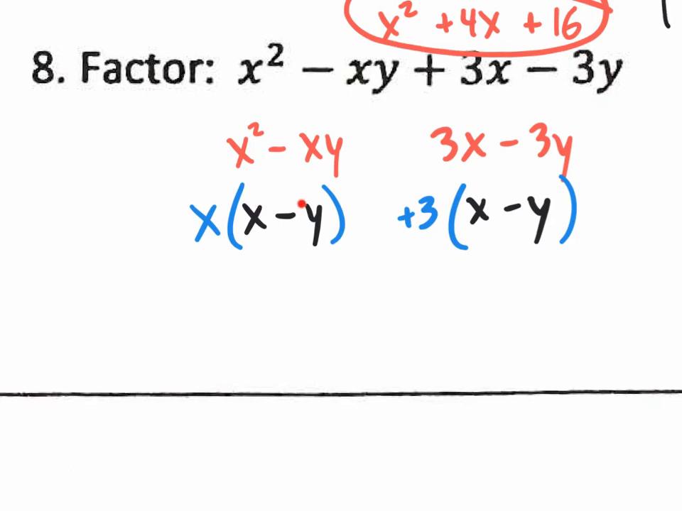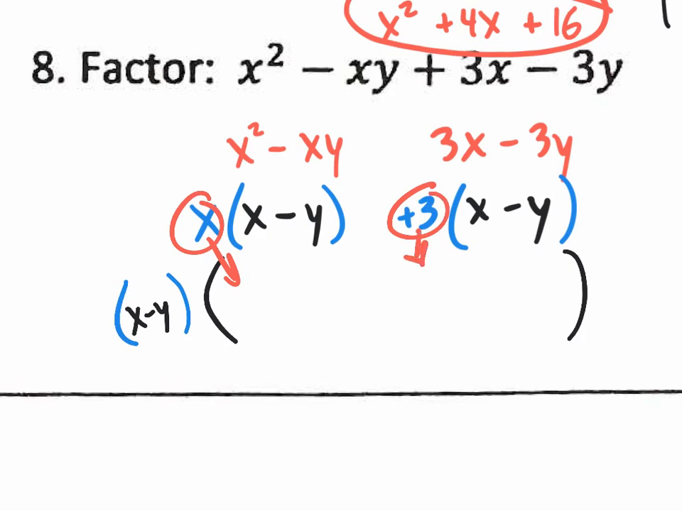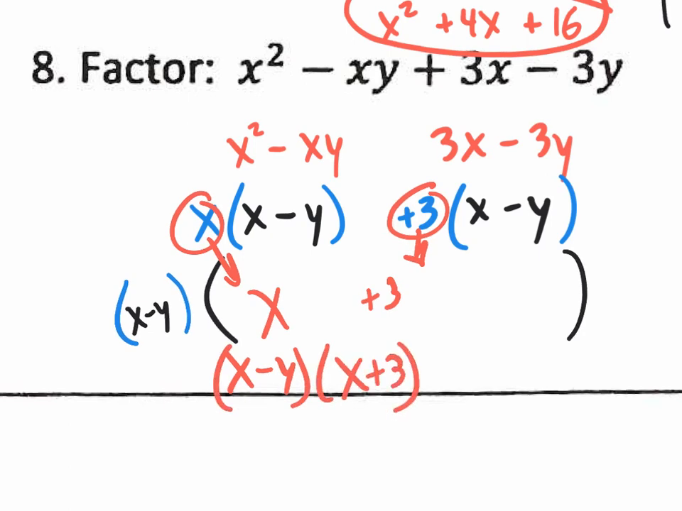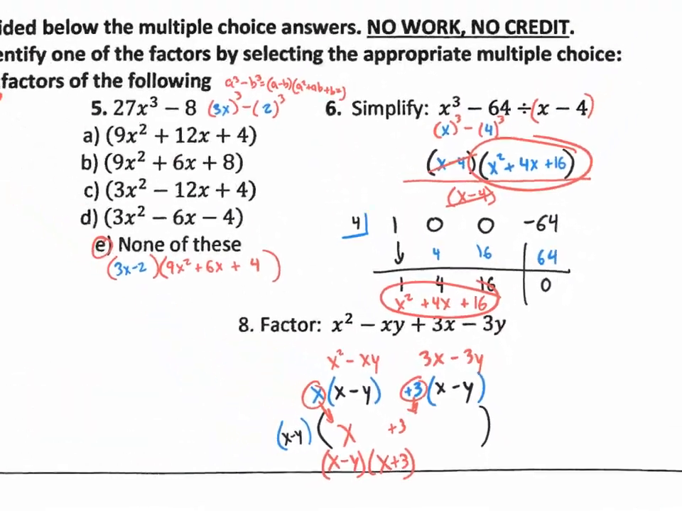That's a good thing. We have the same binomial here and over here, which means we could pull out that common binomial from both groups. So I'm going to put some exaggerated parentheses here. I pull out x minus y. What do I have left on the inside? I have this x, I have this 3. So I have an x plus 3. There's your answer, x minus y times x plus 3. We factored it. Pretty easy if you know all these different factoring methods. Let's move on to the back side.